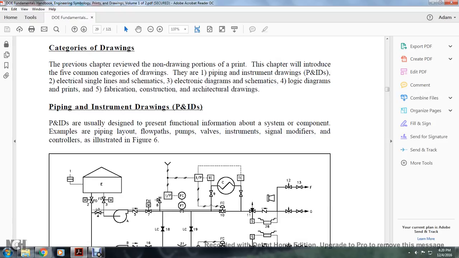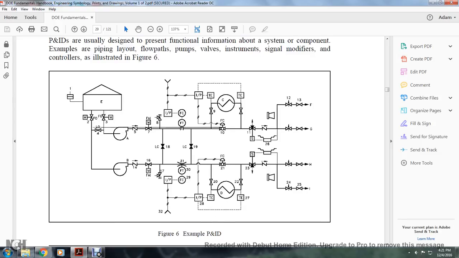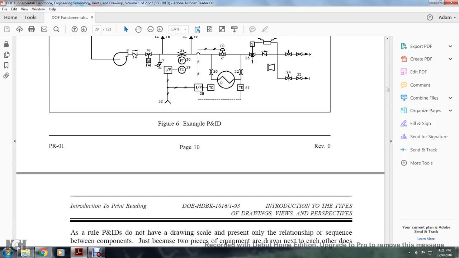Piping and instrument drawings. Piping and instrument drawings are usually designed to present functional information about a system of components. Examples: the pipeline layouts, flow paths, pumps and valves, instruments, signal modifiers, and controllers, illustrated in Figure 6. Example: the piping and instrument drawing shown in Figure 6.